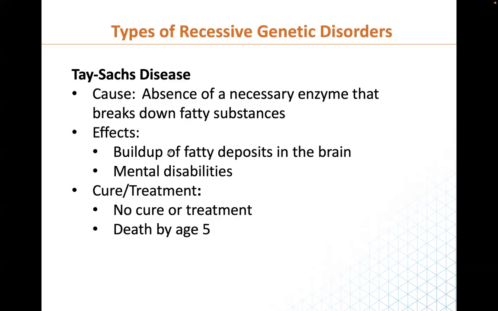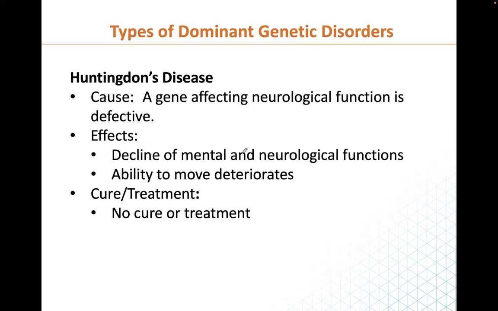Tay-Sachs, as I mentioned to you before, is caused by the absence of a necessary enzyme that helps to break down fatty substances. The effect is a buildup of fatty deposits in the brain. It causes mental disability, and also there's no cure for it, and the babies usually die at the age of 5. Now let's talk about the genetic disorders which are dominant.